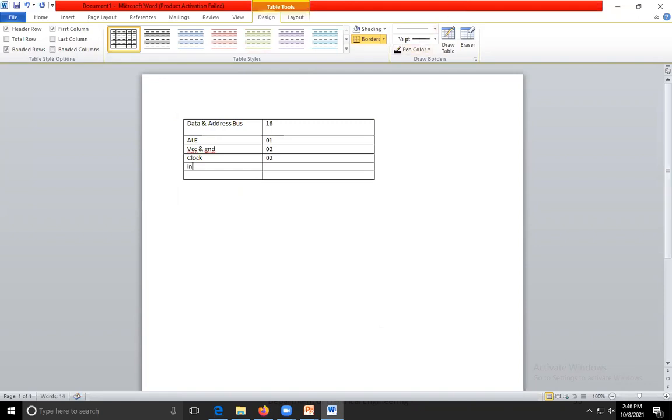Then interrupt pins. How many interrupts are there? 6 interrupts: TRAP, RST 7.5, 6.5, 5.5, INTR and INTA. So these are the 6 pins. Then 2 pins for reset: RESET IN and RESET OUT.